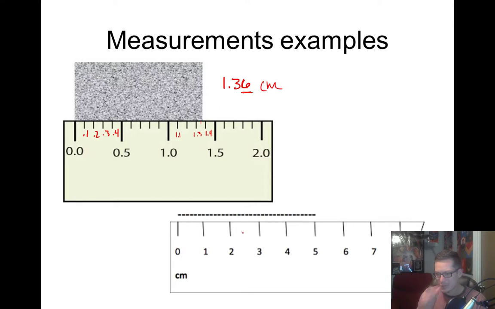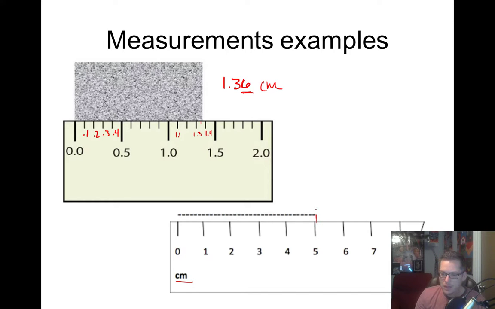Let's do one more. Here we've got a ruler and it's marking centimeters. We know that for sure because it says centimeters. We're measuring the length of this dashed line. Notice how in here we don't have any lines delineating the length between 0 and 1, 1 to 2, 2 to 3. All we know for sure is that our line here is at 5, and to me it looks like it's just past 5 somewhere.